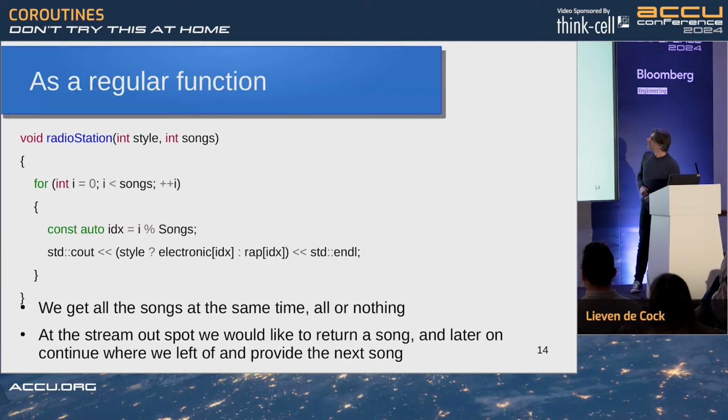What if we would do that with a regular function? So we know we want to say the type of music we want. Don't do as I do. It should be an enumeration and not just an integer. We say how many songs we want. The function says, okay, I'm going to loop, and it's giving us the songs as cout. Now, we get all the songs at the same time, because this isn't stopping. This is going from start to finish. So what we would like is, give me one song, that's it. Later on I say, please continue, give me the next song. So as a regular function, we cannot make this work.